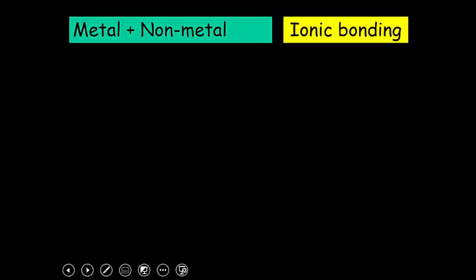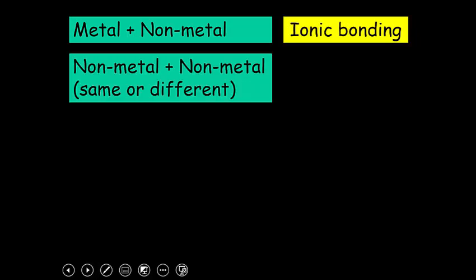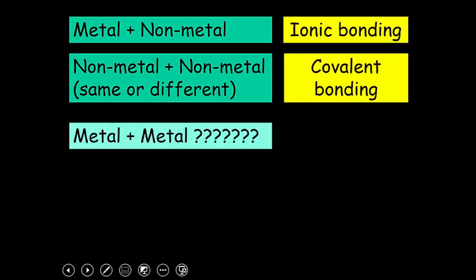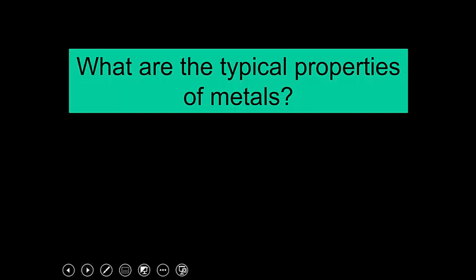So, we've already seen that when we have a metal and a non-metal together, they use ionic bonding to join. A non-metal and a non-metal uses covalent bonding. What about with a metal and a metal? Well, that uses metallic bonding.